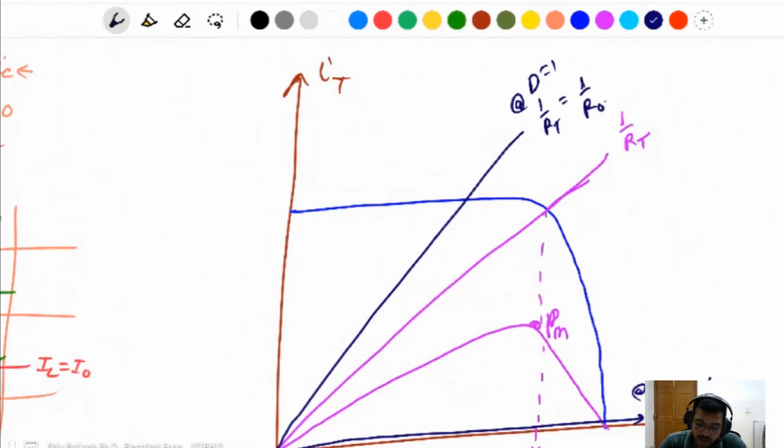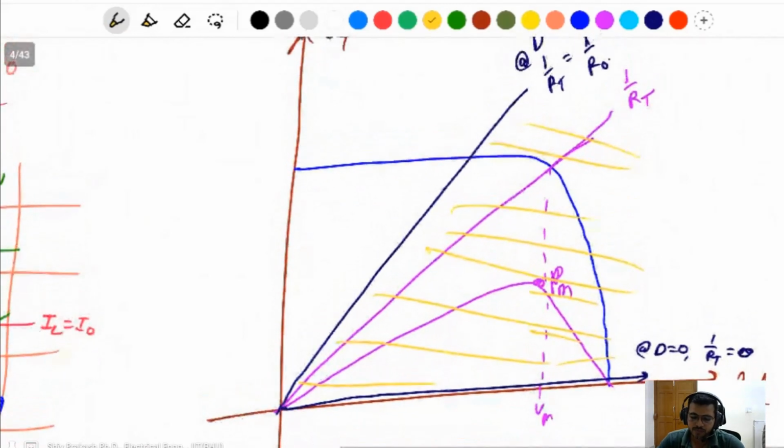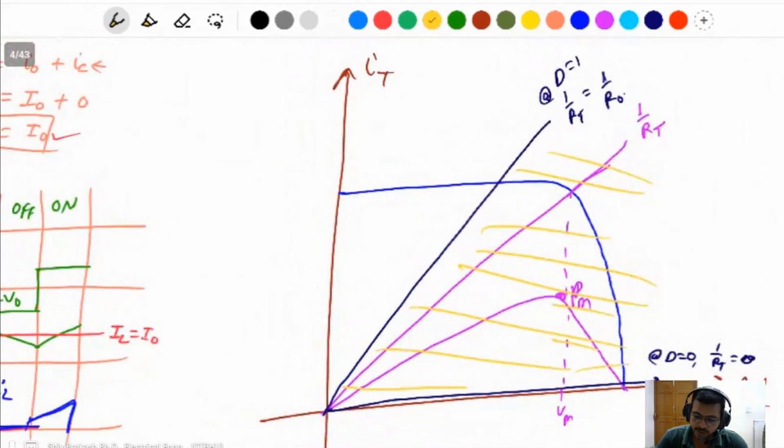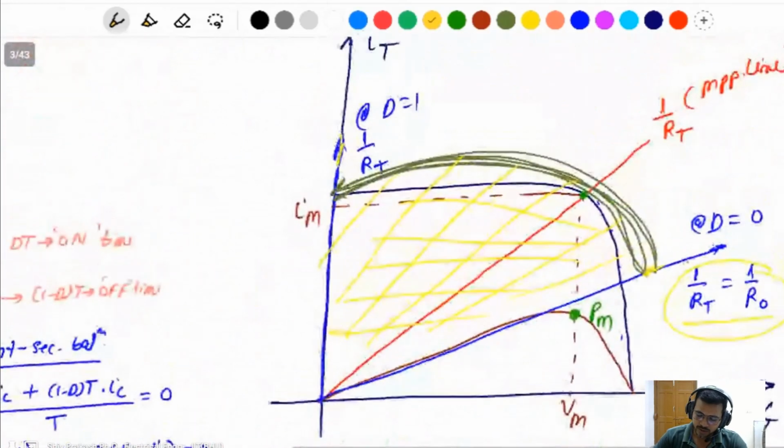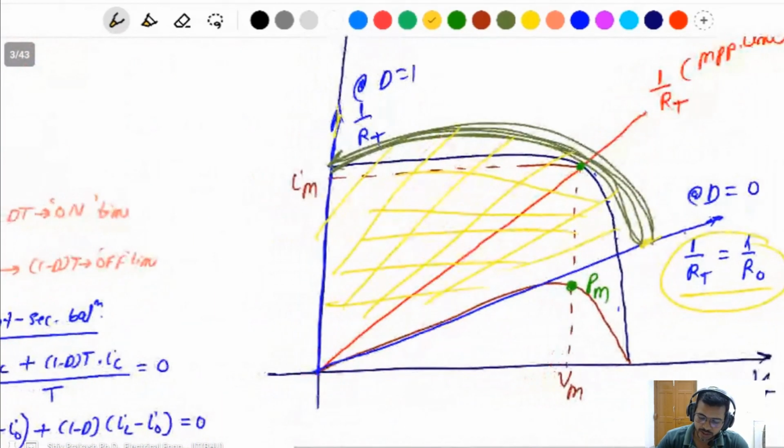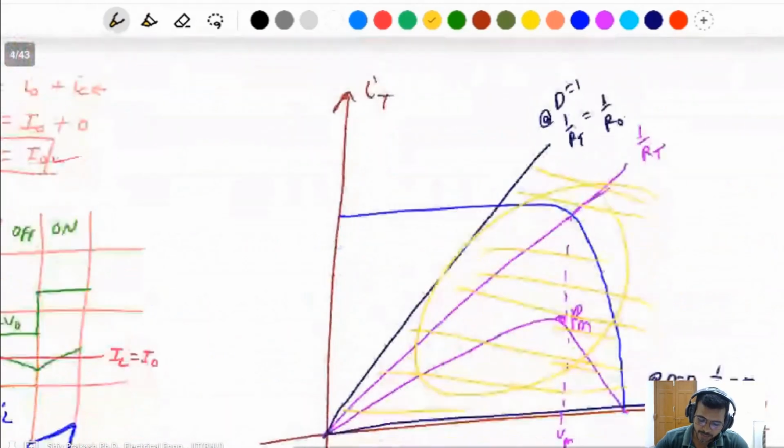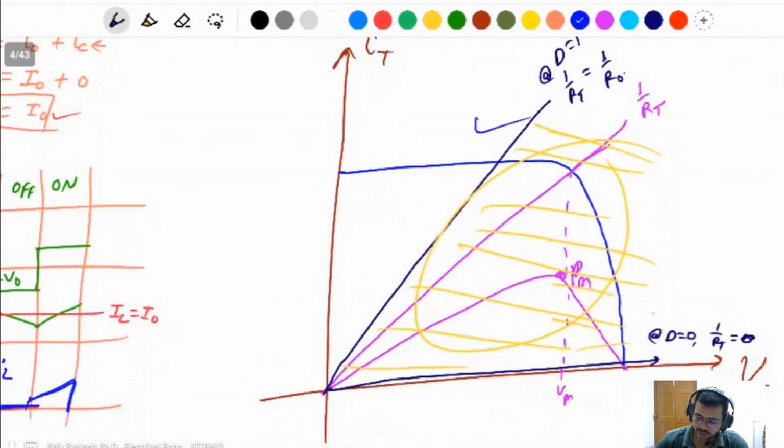For the buck converter, the operating area is this one only. If the maximum power point line is not here, meaning if the maximum power point line is here, then you can't get the maximum power from the solar panel, because the range is only this. For the boost converter, this one is here to here only. For the buck converter, it will not be full, it will be here to here only.